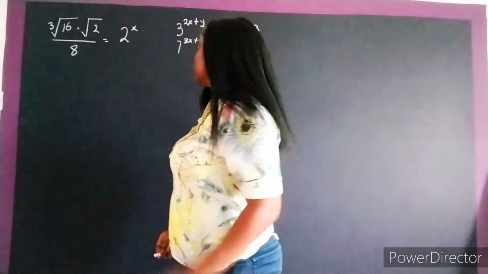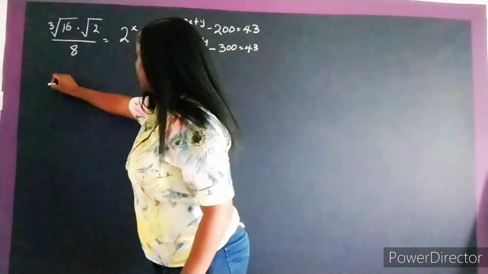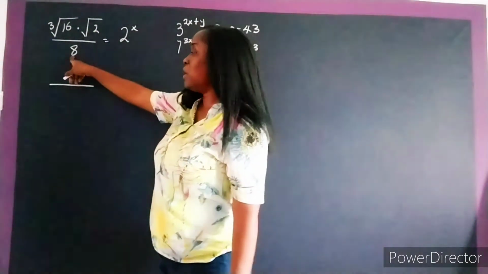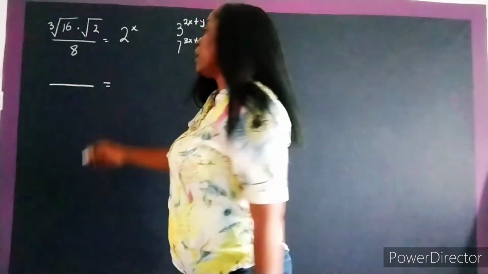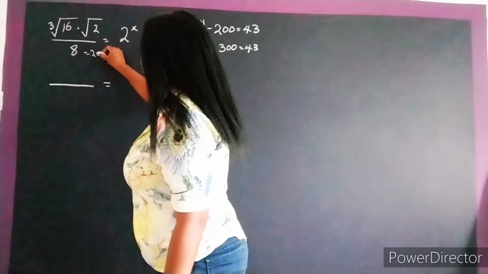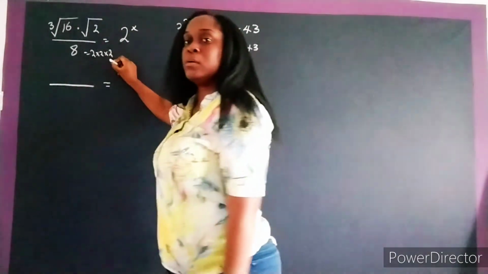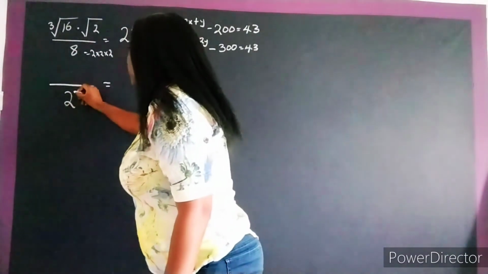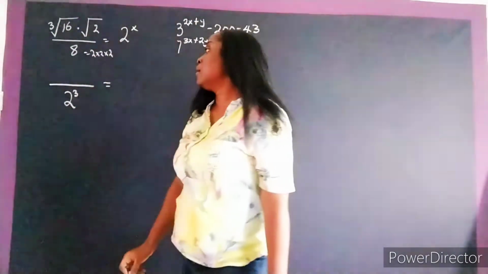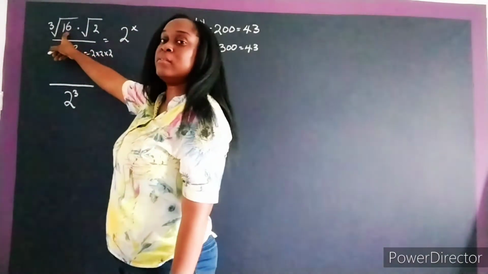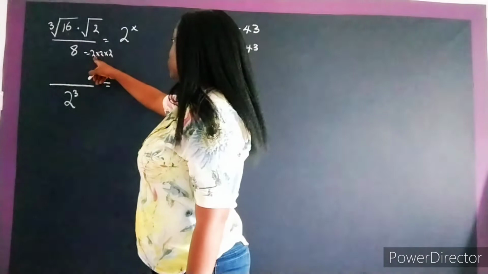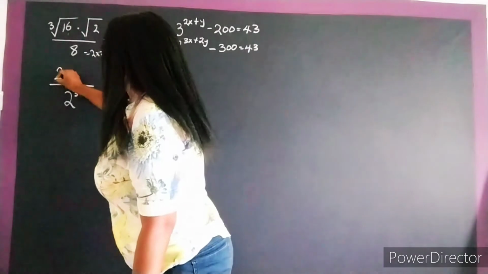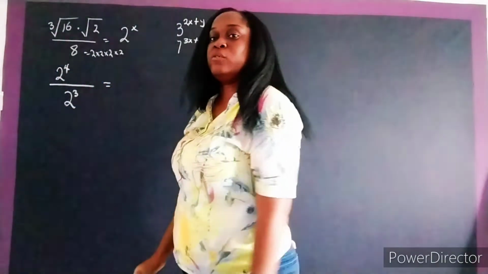Okay, so how do we do that? First of all, let's draw the division line. Now we know that 8 is the same thing as 2 times 2 times 2. So how many 2's do we have here? We have 1, 2, 3. So that is 2 raised to the power 3. Okay, then what do we have here? We have 16. Now you know 16 is 2 times 2 times 2 times 2. So 16 is 2 raised to the power 4.